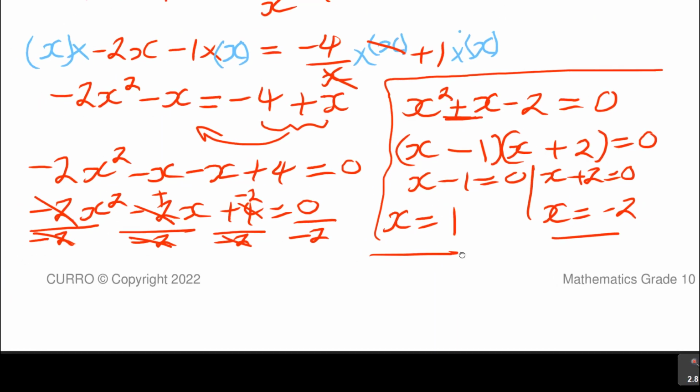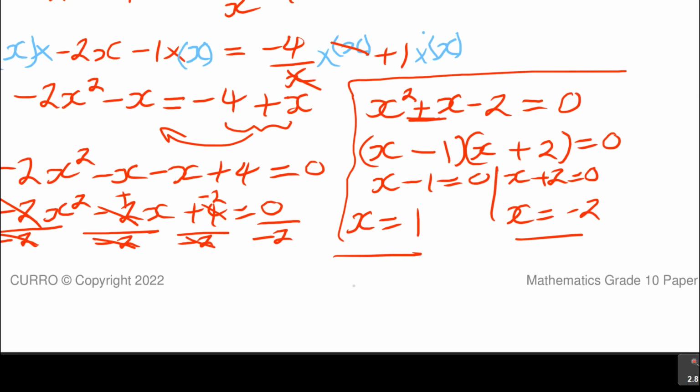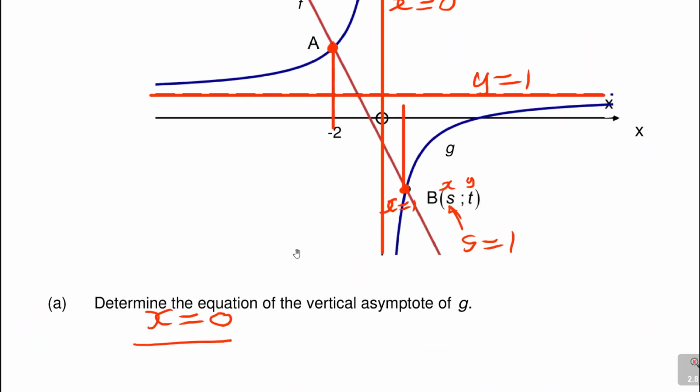So you can come here and say, that's why you have proved it here, to say therefore s, not x, s is equal to 1. You see that? So that is how you can just prove that.